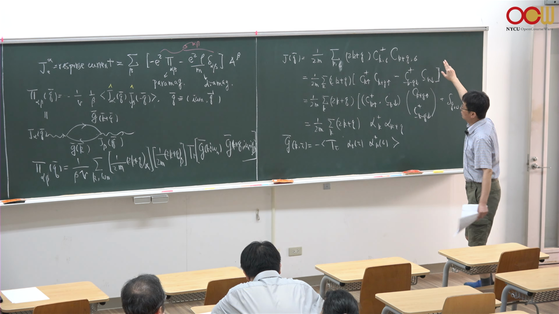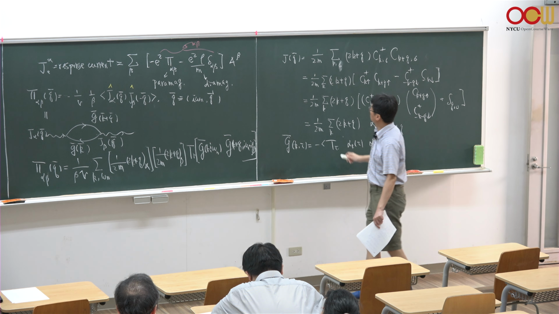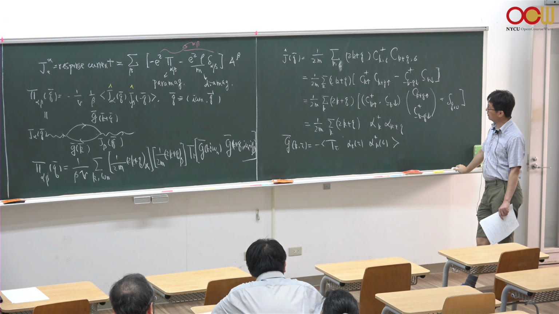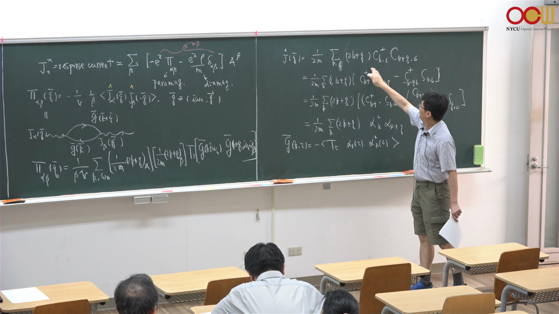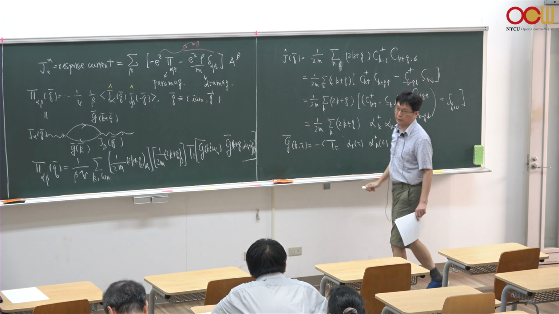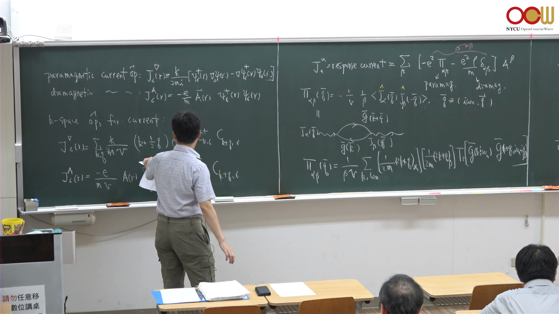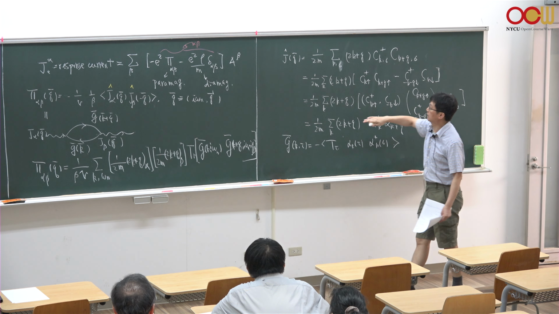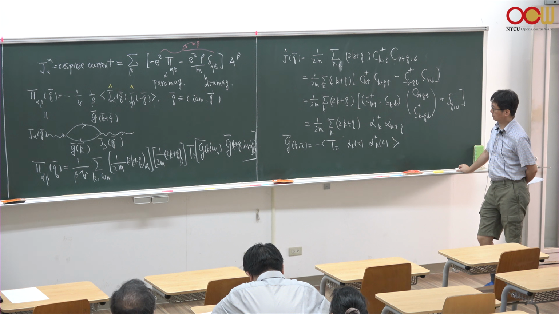Well, you can go back to the operator form of this J, the paramagnetic part of the current response, which is given by the sum over k and sigma of C dagger k, C k plus q, multiplied by 2k plus q, divided by 2m. Okay, so this is the same as that, right? So that stuff in Fourier space. In k space, this is the operator form of J paramagnetic.